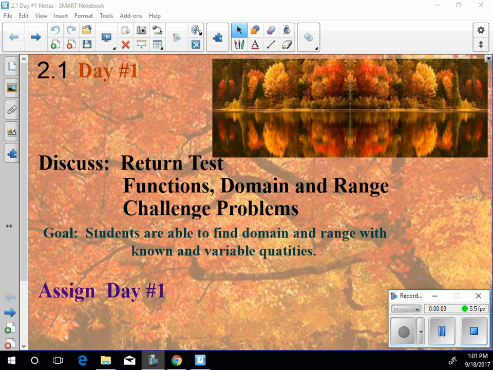Okay, 2.1 day one. Today we're going to talk about functions, domain and range, and some challenge problems.